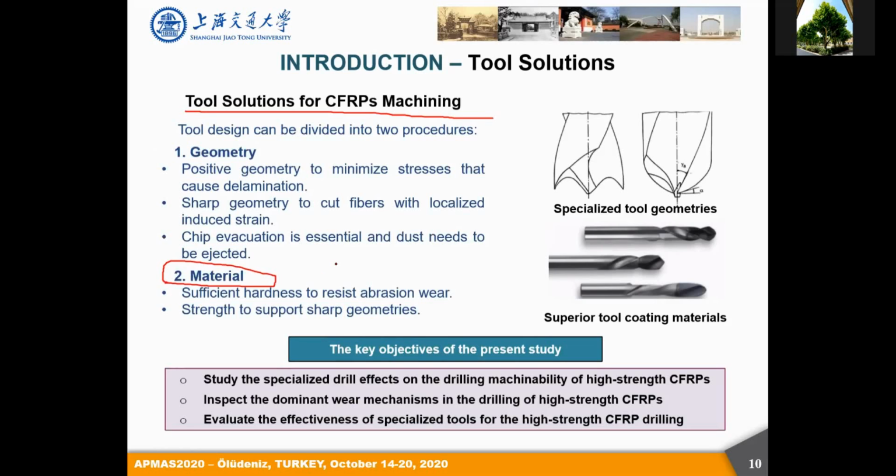So this topic leads to the key objectives of the current presentation. My presentation will focus on the study of specialized drill bits on the drilling machinability of high-strength CFRP composites. Secondly, we will seek to inspect the dominant wear mechanisms governing the machining of high-strength composites. And finally, we will seek to evaluate the effectiveness of the specialized cutting tools for composite machining.